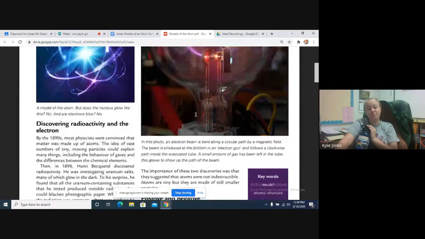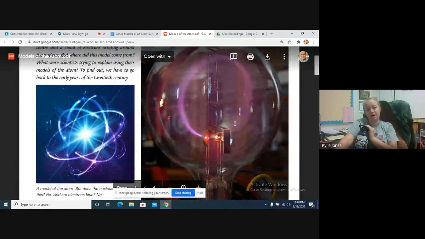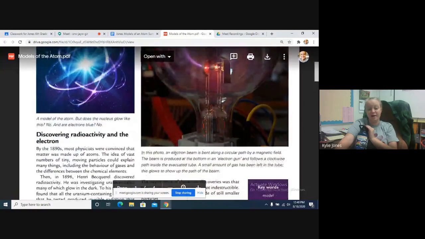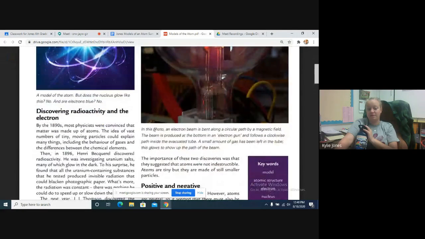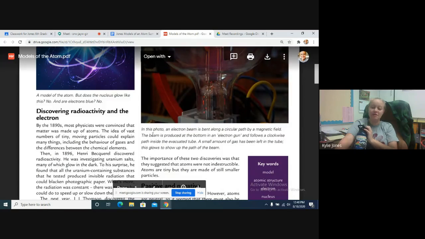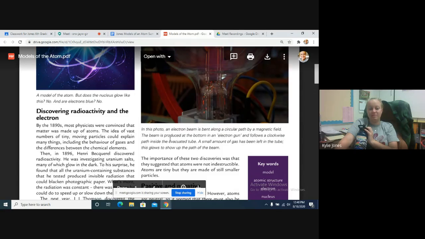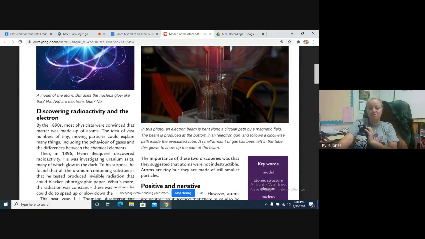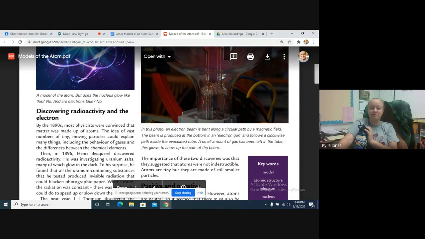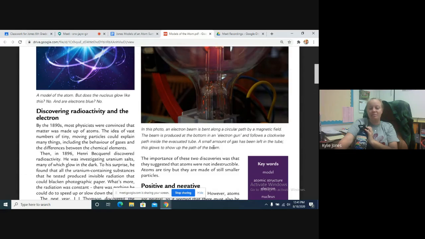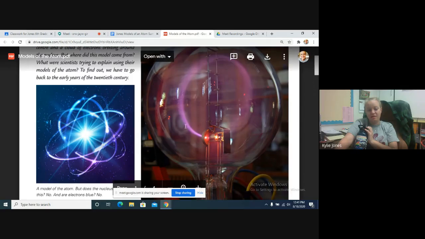And then this is a picture of a cool light bulb thing. Not exactly sure what it's used for, but the caption says, in this photo, an electron beam is bent along a circular path by a magnetic field. The beam is produced at the bottom in an electron gun and follows a clockwise path inside the evacuated tube. A small amount of gas has been left in the tube. This glows to show the path of the beam. So right now, the beam that's going through, this purple thing, is the path that the electron is taking around the nucleus, which I think is pretty cool.